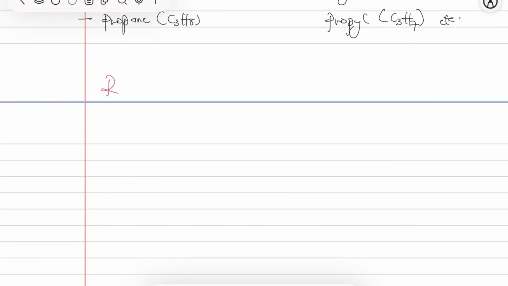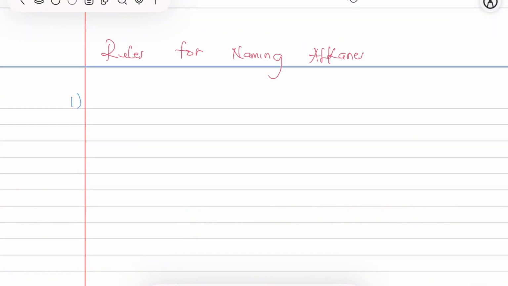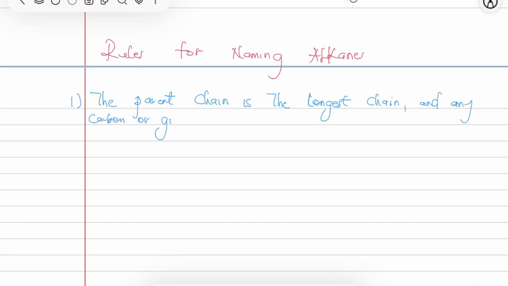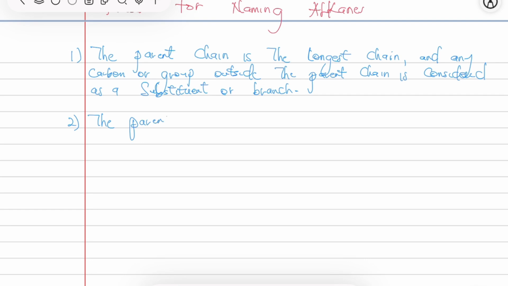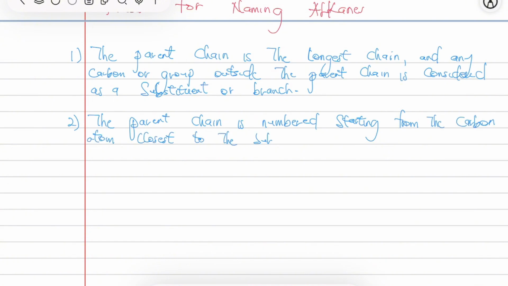So, having considered the characteristics of alkanes and also the important term, the alkyl group, let us now proceed to the rules for naming alkanes. The first rule in naming alkanes is to identify the parent chain. The parent chain is the longest chain, and any carbon or group outside the parent chain is considered a substituent or branch. Having identified the parent chain, the next rule is how to number the parent chain. The parent chain is numbered starting from the carbon atom closest to the substituent.